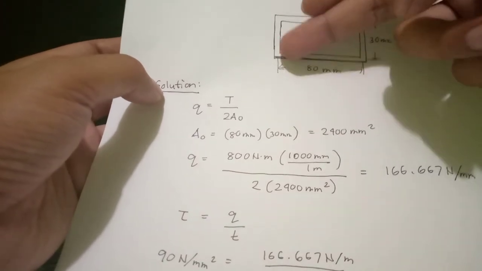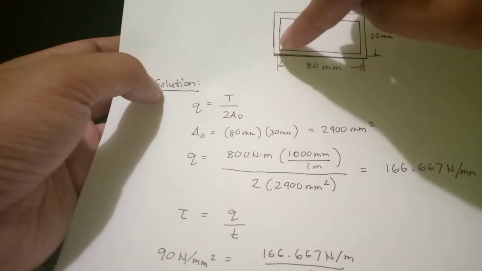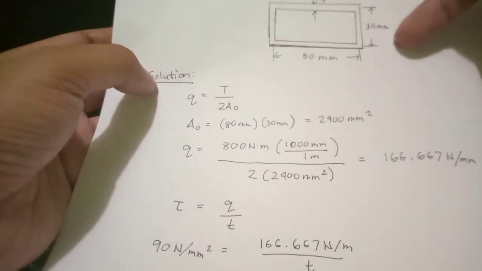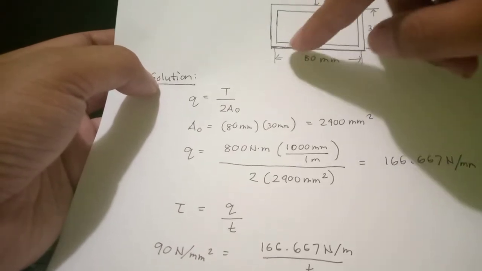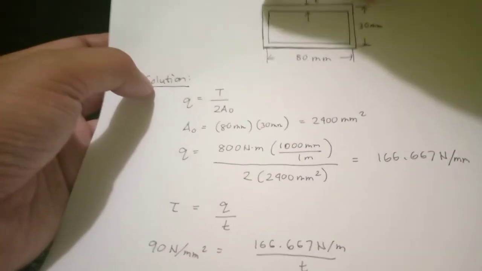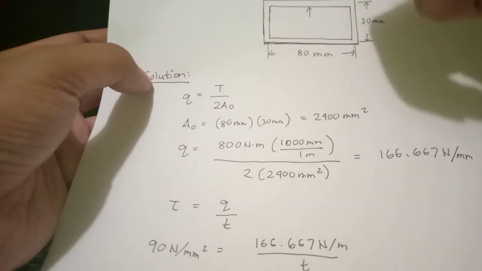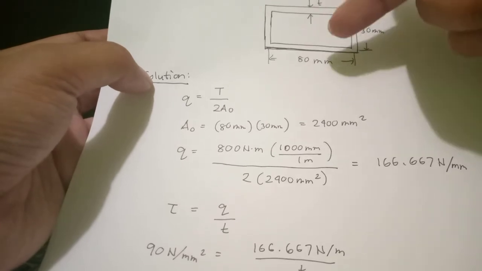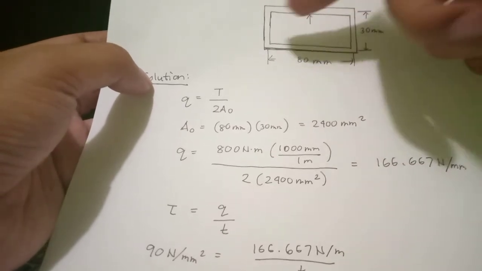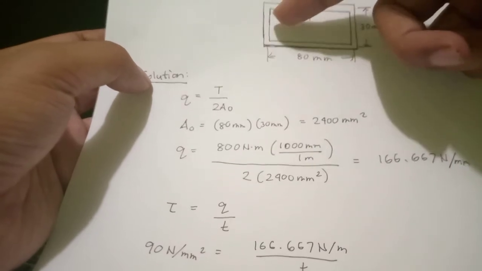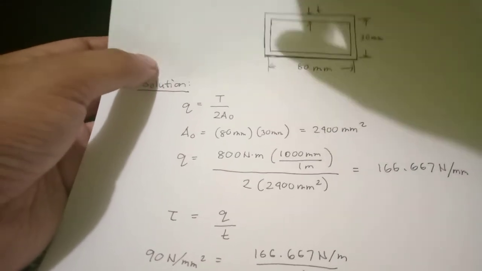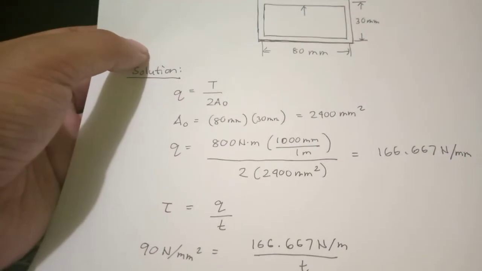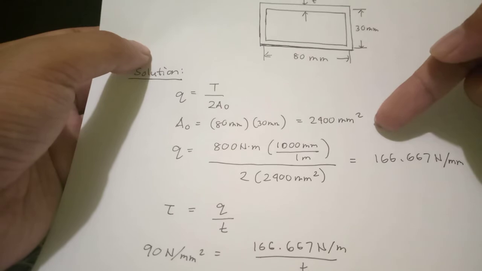This measurement of 80 mm is actually at the middle. We are not using the outside dimension or the inside dimension. What we use is an average of the two, or at the middle. So we have 80 by 30, which gives 2,400 mm squared.